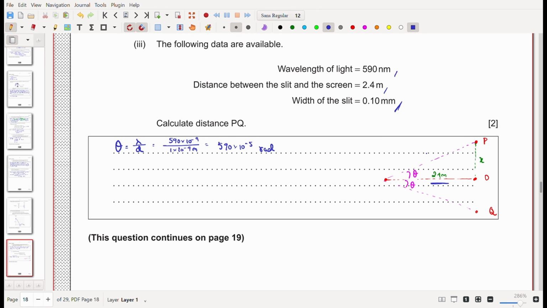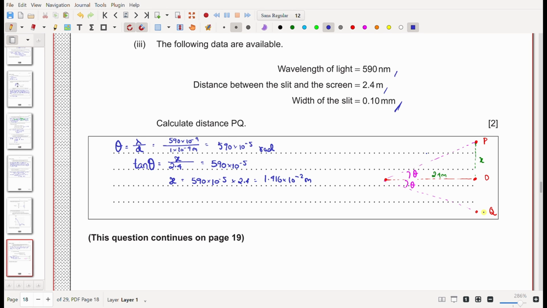So since we're given our distance 2.4 meters and we're trying to find x over here, let's write out tan theta is equal to x by 2.4 meters. And like I said before, since we're using the small angle approximation, we can directly correlate that to 590 into 10 power minus 5. So we directly equate that. Now we can say x is equal to 590 into 10 power minus 5 into 2.4, which is equal to 1.416 into 10 power minus 2 meters.